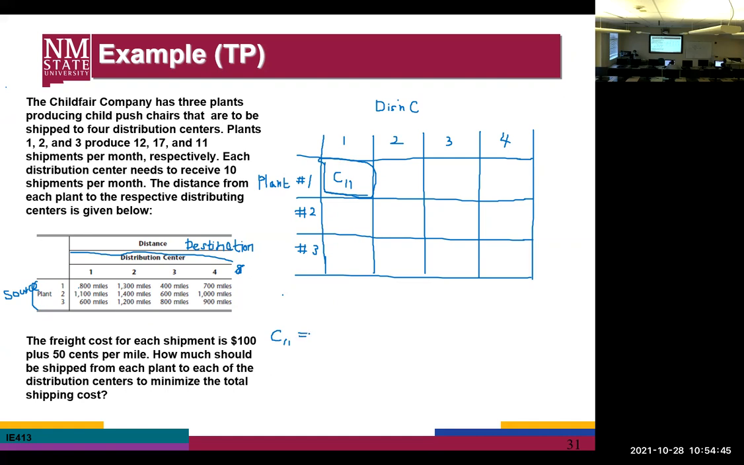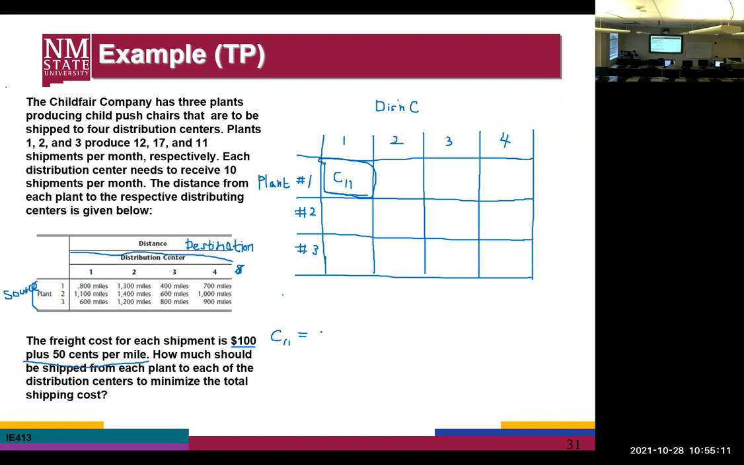Put $100 plus 0.5 times 800 miles. Okay, great. Because in here, the freight cost for each shipment is $100 plus 50 cents per mile, right? And we know from this given table that the distance from plant number 1 to the distribution center is 800 miles.